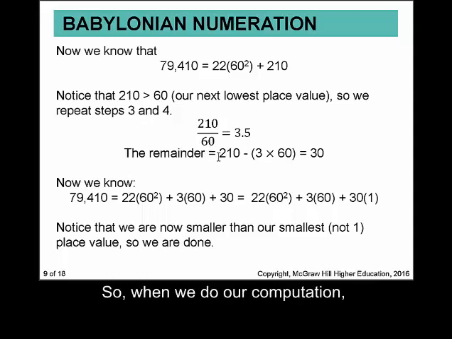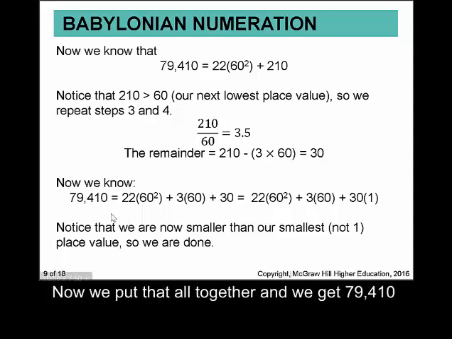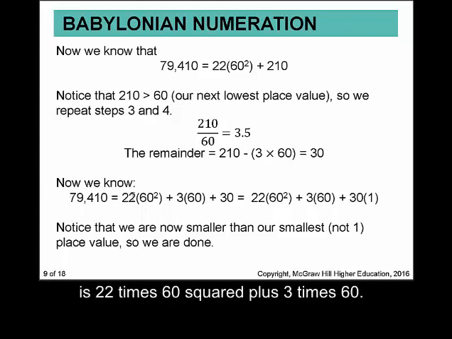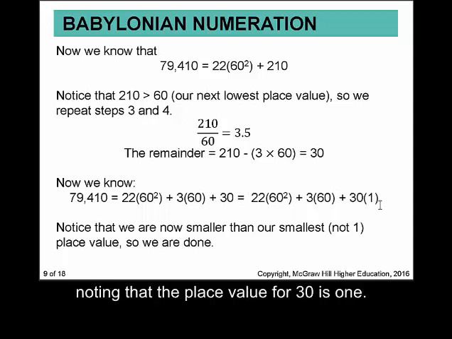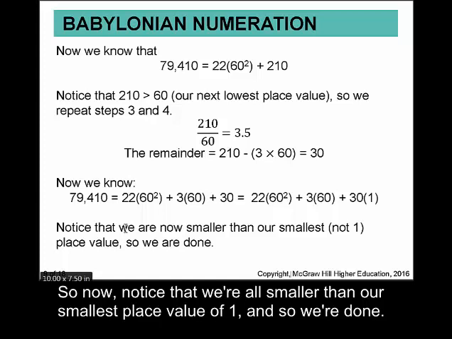So when we do our computation, 210 minus 3 times 60, we get our remainder of 30. Now we put that all together and we get 79,410 is 22 times 60 squared plus 3 times 60, we got that from here, plus 30, which we can rewrite noting that the place value for 30 is 1. So now notice that we're all smaller than our smallest place value of 1, and so we're done.